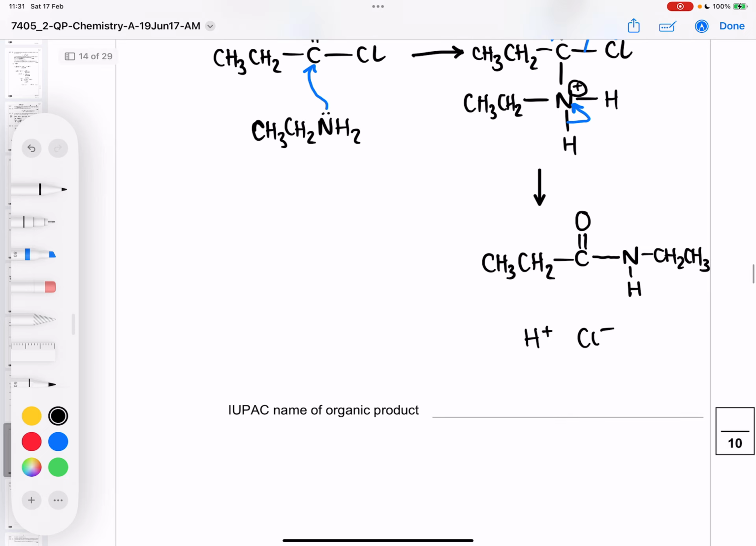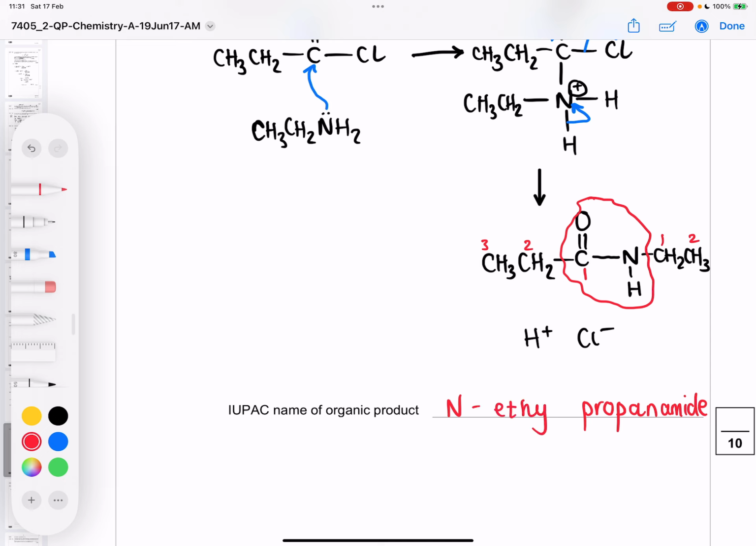And it wants us to name the organic product. So we have to find the longest carbon chain containing the functional group. So for those of you that don't know, this is the amide functional group. This is the carbon of the functional group. So the longest carbon chain containing the functional group is prop. And it's an amide. So it's propan because there's only single bonds between the carbons. And then it's an amide, so propanamide. And then attached to the nitrogen, we've got another 2 carbon chain, so it's called N-ethyl propanamide.